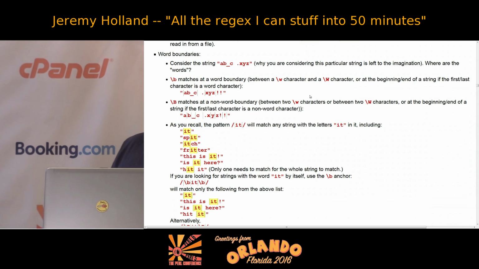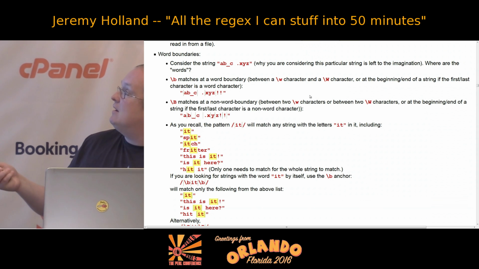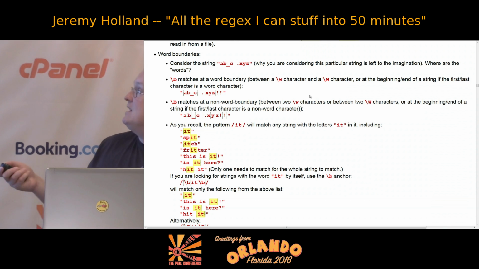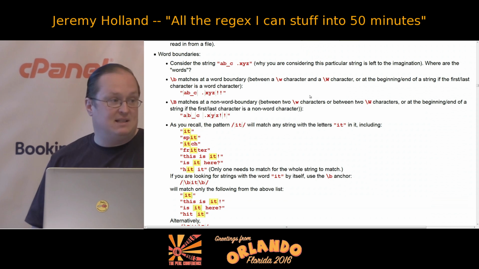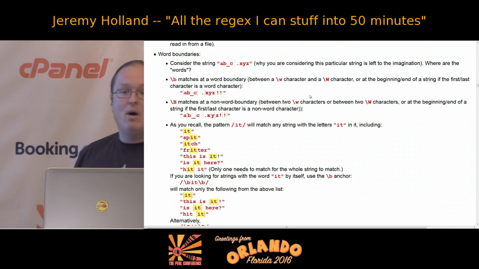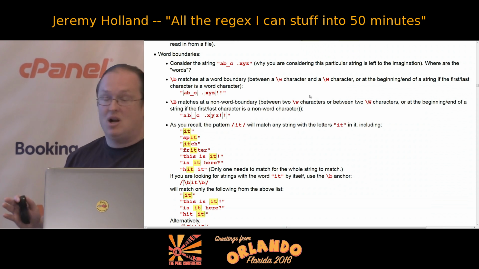The next anchor is a word boundary. So consider the string A, B, underbar C, space, dot, X, Y, Z, for some reason that I can't imagine. The words in this, according to word characters, are A, B, underbar C, and X, Y, Z. It's often very handy to know when these start and stop. So \b matches at a word boundary, which is the position between a word character and a non-word character, also the beginning and end of the string.